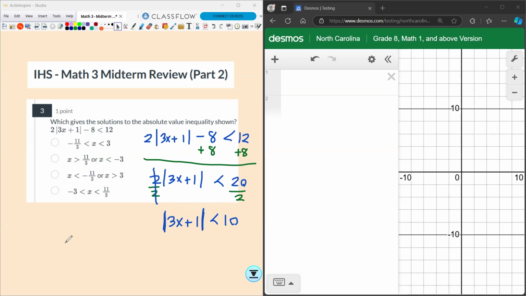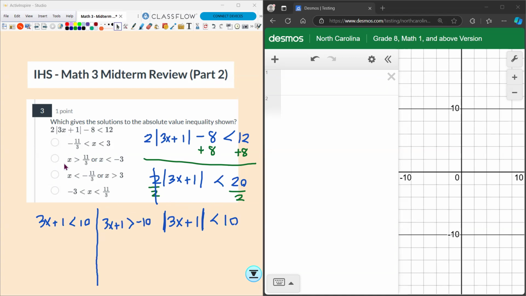Now we're going to write 2 inequalities again. So we'll say 3x plus 1 is less than 10. And then we'll say 3x plus 1, let me separate that out, 3x plus 1 is greater than negative 10. Remember, when we make the negative, we switch the direction of it.